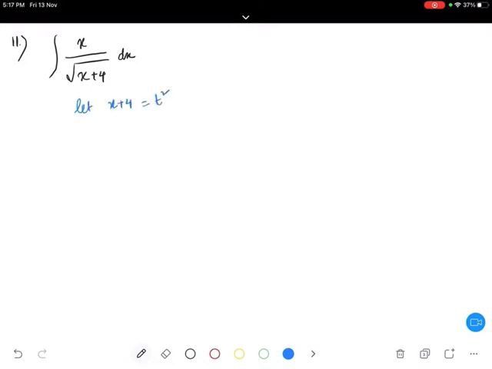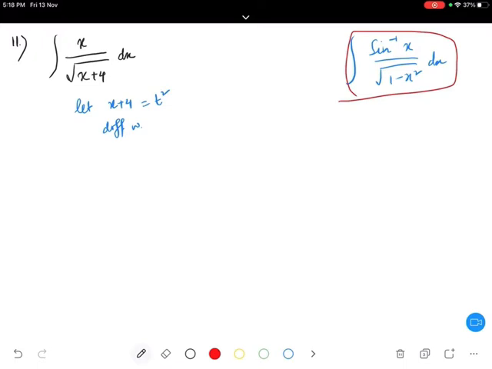So I will substitute, let x plus 4. Whenever I don't see any simple directions, I will go with this solution, that is x plus 4 is equal to t square, whenever I see a square root. So here, differentiating with respect to x. Acha, tell me this one, what should I substitute in here? Look at this problem and tell me fast. Should I substitute 1 minus x square is equal to t square? Should I substitute that? Yes or no?